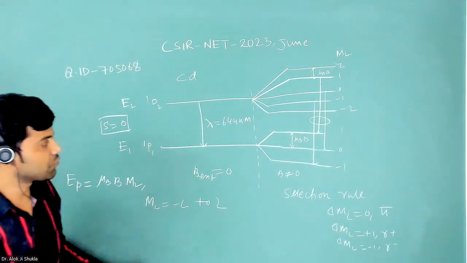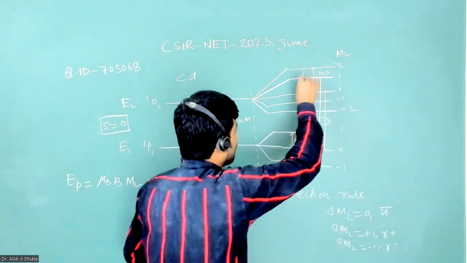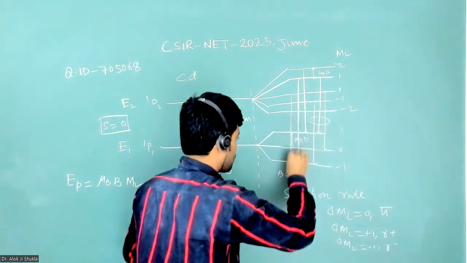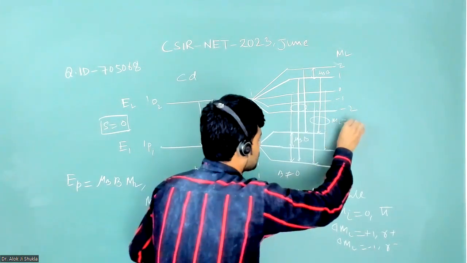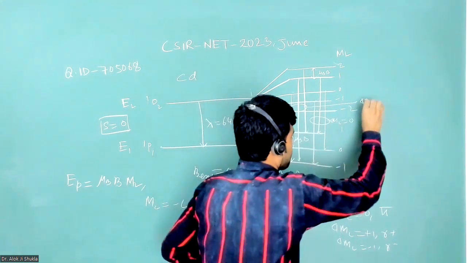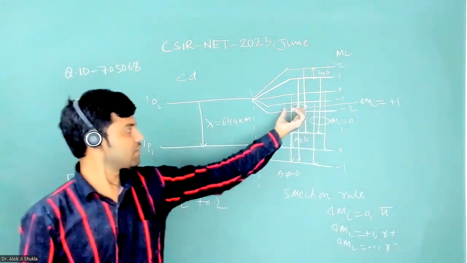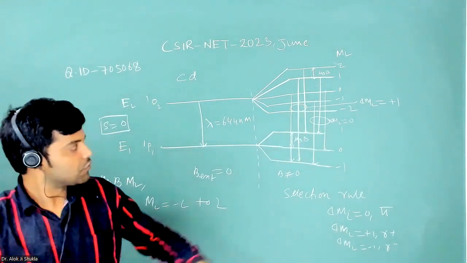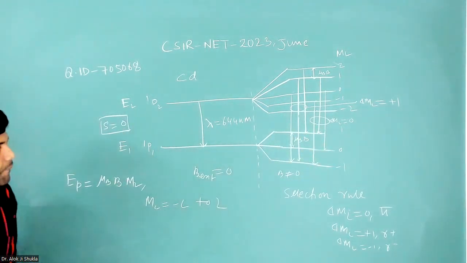Similarly, if you follow delta ml equals plus 1, it means there is a transition from 2 to 1, or 1 to 0, or 0 to minus 1. You have three different transitions possible. But again, the energy carried by these three transitions will be the same, so the emitted photon will have the same energy. It means they will give you another spectral line.